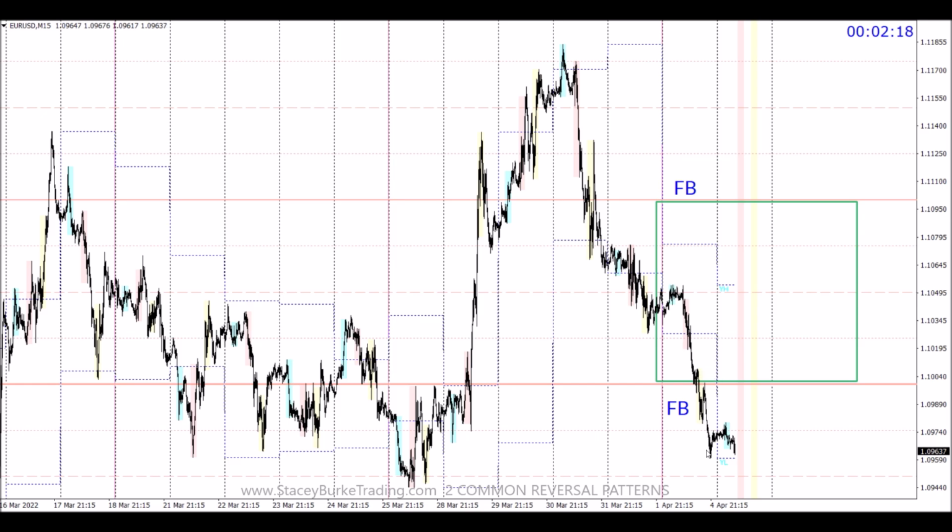This market is now down in the lower box. It's traded up into the upper quarter level. We may see something come off the previous day's low. So the previous day's high and low always take precedence over everything else.